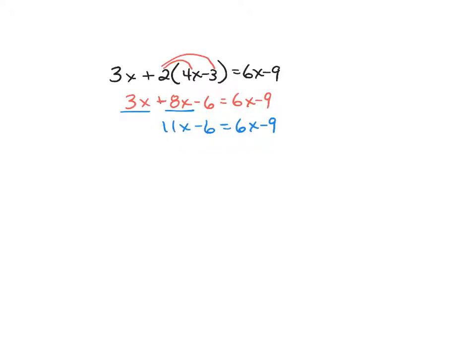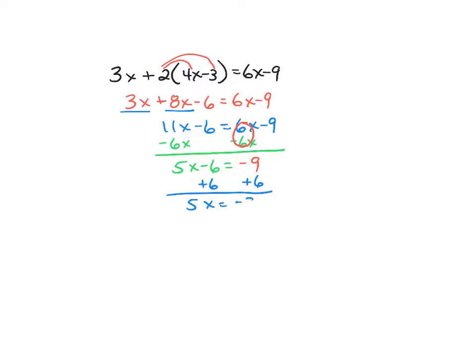And now I'm going to try and get those x's together. So I am going to subtract 6x from both sides. When I subtract 6x from both sides, I get 5x subtract 6 is equal to, and now once again remember, 6x subtract 6x gave me a 0. 0 subtract 9 gives me a negative 9. Now I want to work on getting rid of that subtraction of 6 first, so I'm going to add 6 to both sides. When I do that, I get 5x is equal to a negative 3.